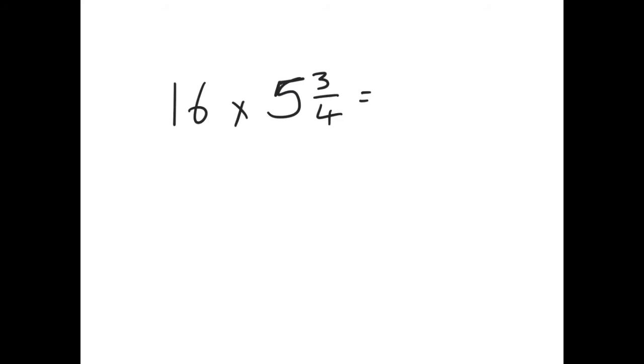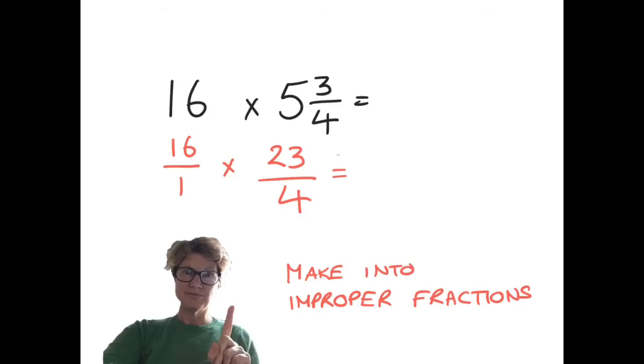Let's try another example. 16 multiplied by 5 3/4. Step 1, make both parts into improper fractions. 16 of course becomes 16 over 1, it's a whole number. And 5 3/4, so we've got 5 wholes, that's 5 lots of 4/4. 5 times 4 is 20. Add the 3 is 23 quarters.